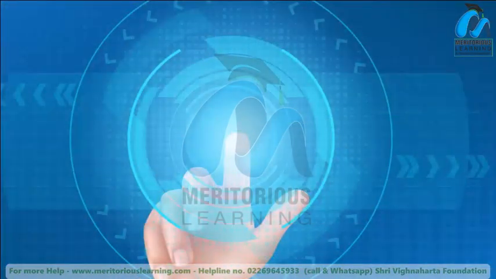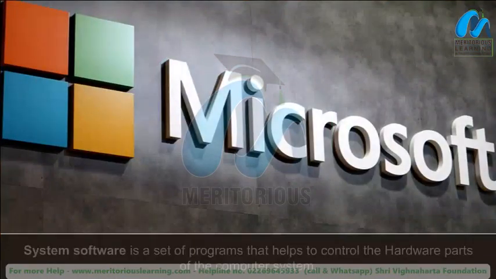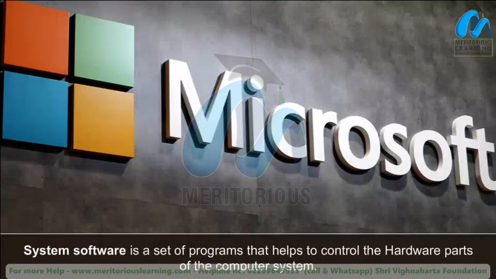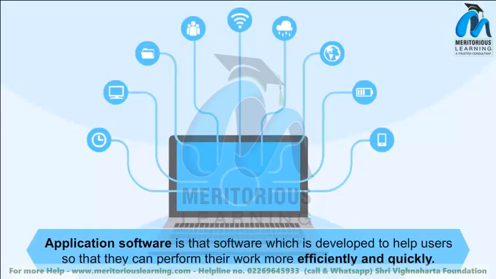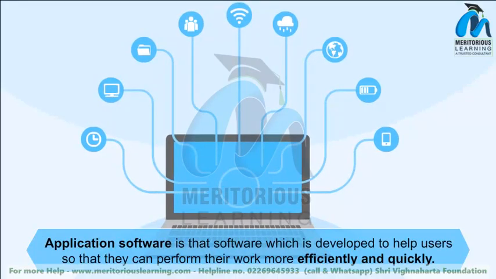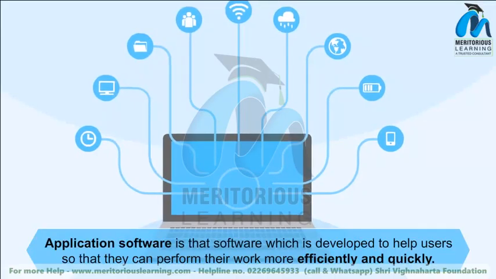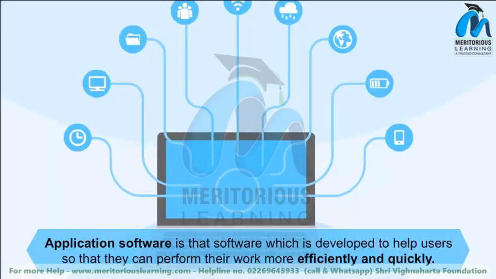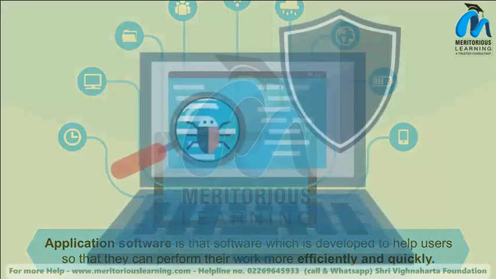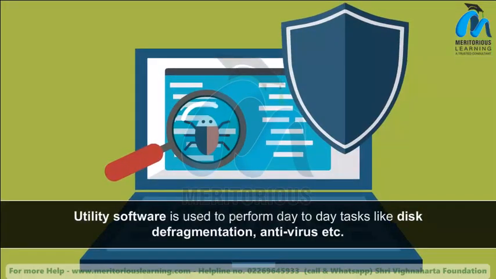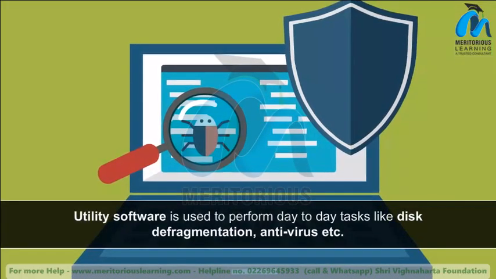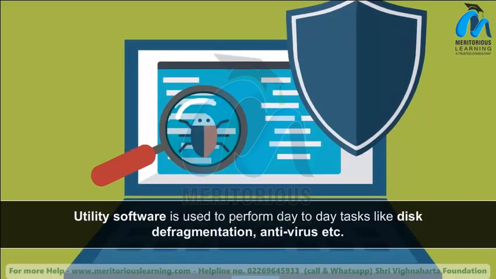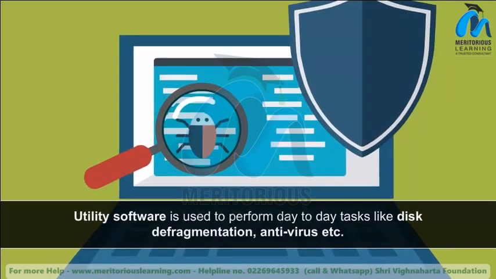Software can be further classified as system software, which is a set of programs that helps to control the hardware parts of the computer system. Application software is that software which is developed to help users so that they can perform their work more efficiently and quickly, like MS Office. Utility software is used to perform day-to-day tasks like disk fragmentation, antivirus, etc.